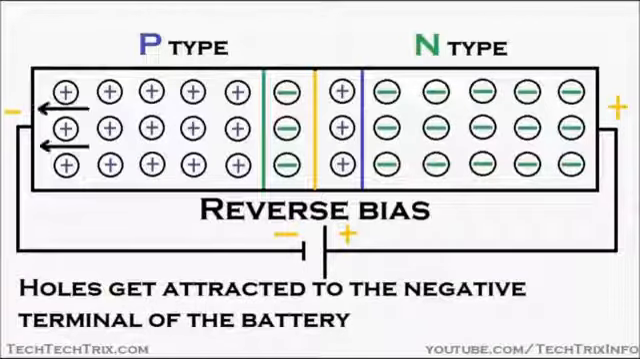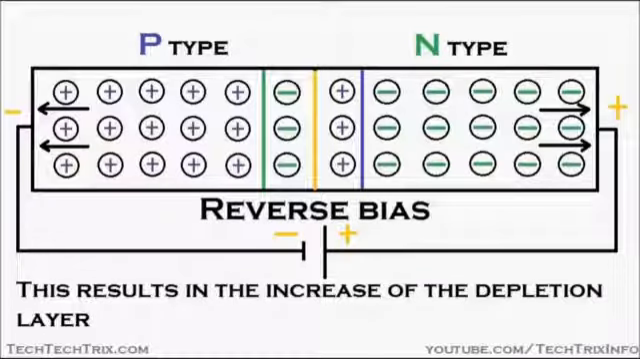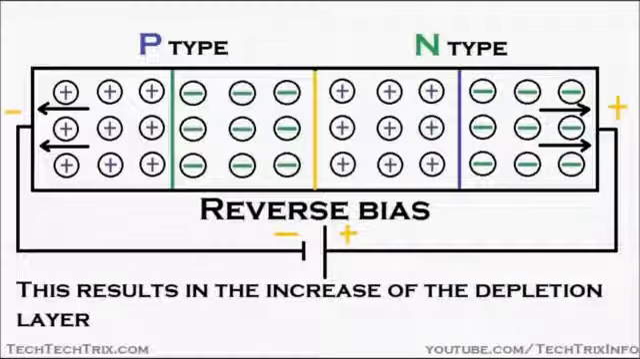You can see the animation over there, and the electrons get attracted towards the positive terminal of the battery, as per the animation over there. So this results in the increase of the depletion region, the depletion layer, or the space charge region, because you can see the repulsion of the electrons and the holes is happening against the space charge or the depletion layer. So what happens is that this results in the increase of the depletion layer, as seen in the animation. That's the depletion layer over there.